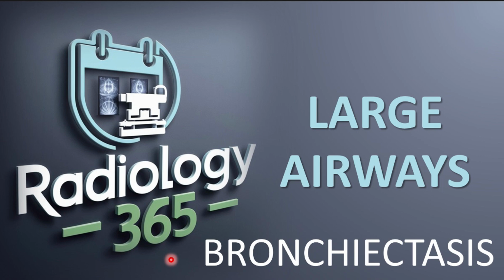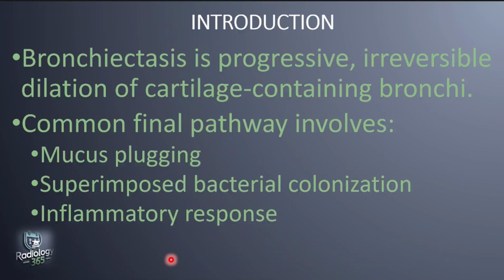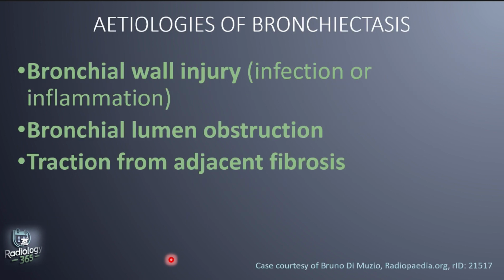Today we are going to be talking about bronchiectasis. Bronchiectasis is progressive, irreversible dilation of cartilage-containing bronchi. Three etiologies of bronchiectasis have been described, with a final common pathway of mucus plugging, superimposed bacterial colonization, and inflammatory response. Bronchial wall injury, typically from infection or inflammation, bronchial lumen obstruction, and traction from adjacent fibrosis have been noted to be the main etiologies of bronchiectasis.